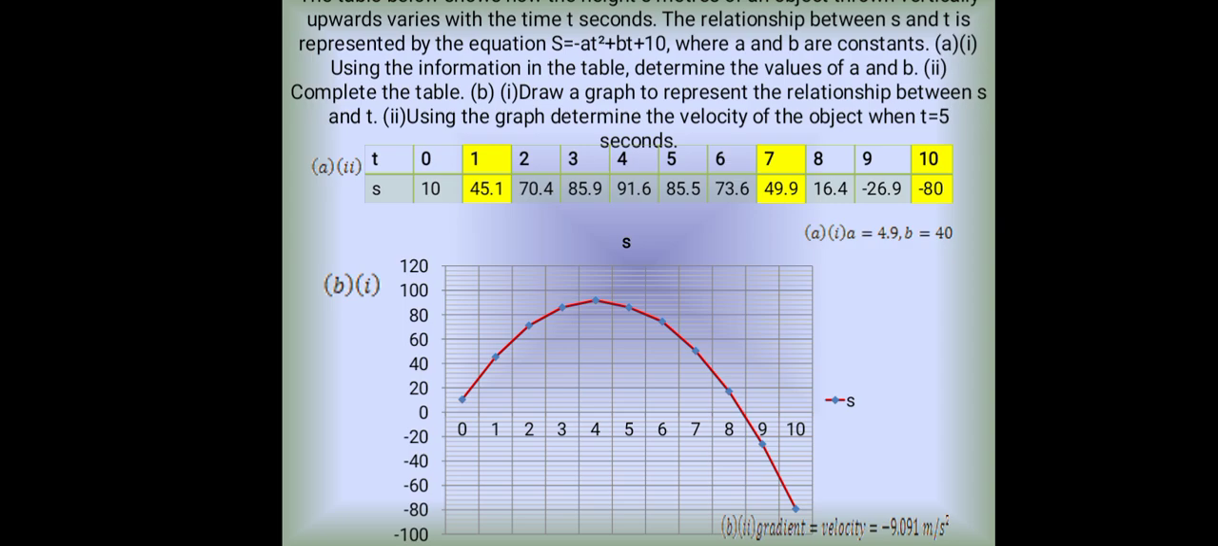A1. Using the information in the table, determine the values of a and b. 2. Complete the table. B1. Draw a graph to represent the relationship between S and t. 2. Using the graph, determine the velocity of the object when t = 5 seconds.